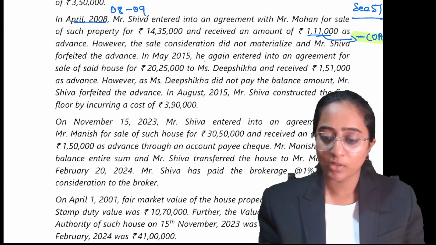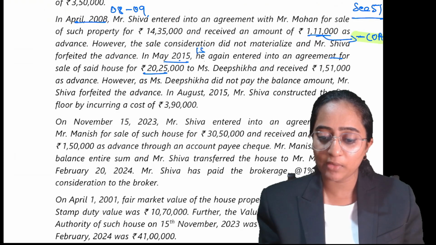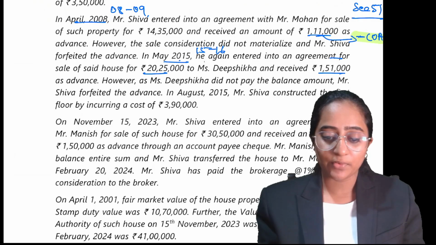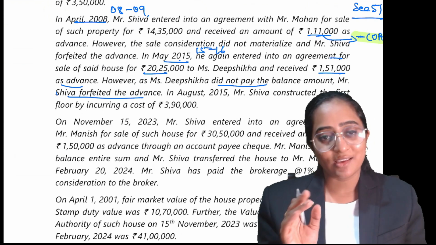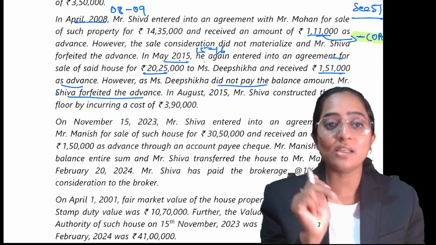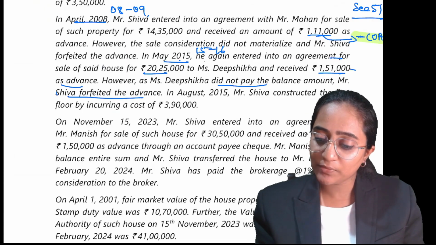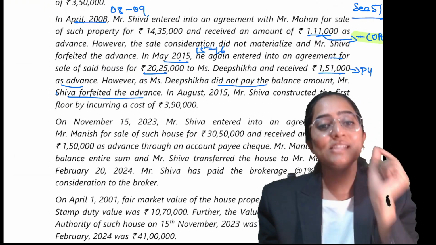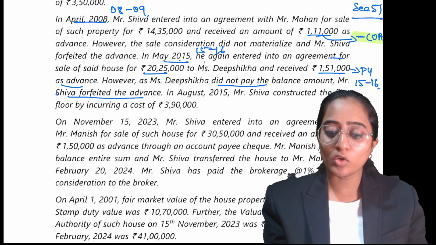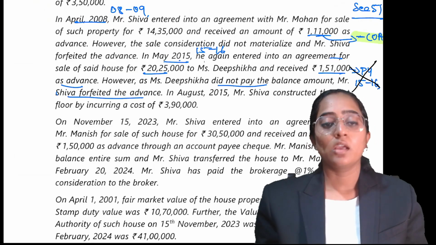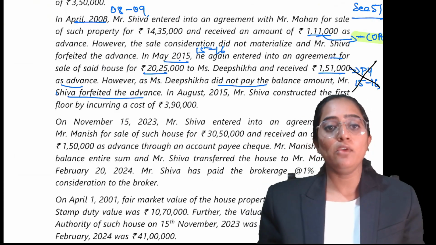Next, in PY 15-16, he again entered into an agreement for the said house. Deepika paid 1,51,000 as advance, did not pay the balance amount, and Shiva forfeited the advance. So again, the same concept of section 51, both the points are there. Here it is on or after 1/4/2014. So if that is the case, 1,51,000 is going to be considered as income from other sources, and in PY 15-16 only. This is not going to be of any relevance in my question, that is for the capital gain computation in my PY 23-24.